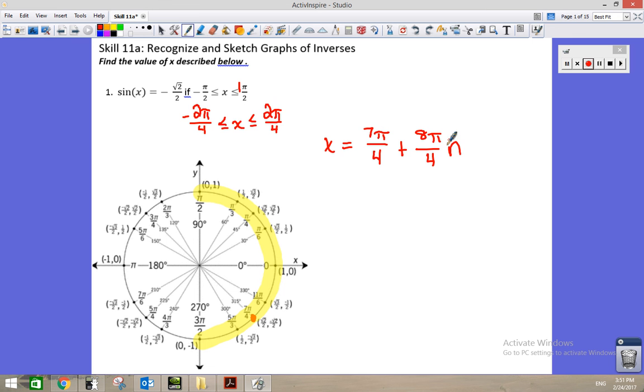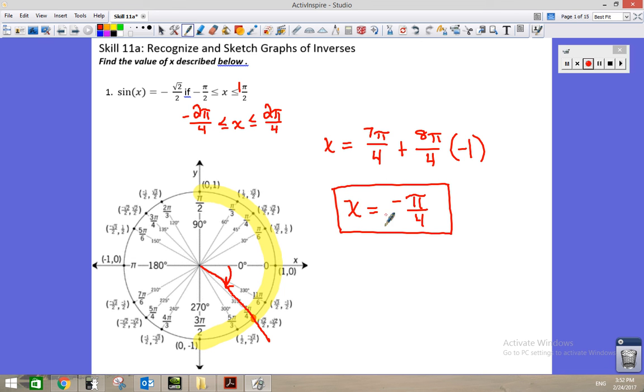But 7 pi over 4, if I let n equal 0, I've got a problem that 7 pi over 4 is bigger than pi over 2. So I don't want to let n equal 0 to find the solution. If I let n equal negative 1, if I replace n with the integer negative 1, then what I have is negative pi over 4. So that means that if I go in a clockwise direction at an angle of pi over 4, clockwise is negative, then I'll be at that terminal point. This is the solution that they're wanting.